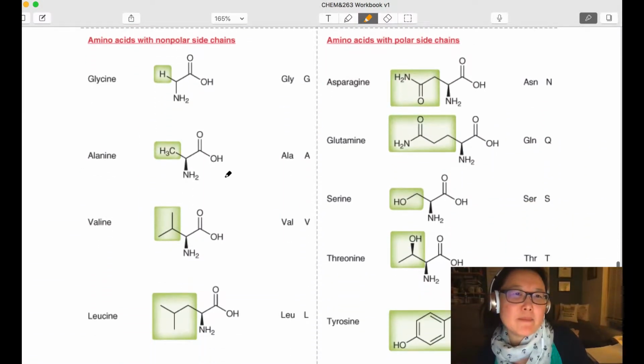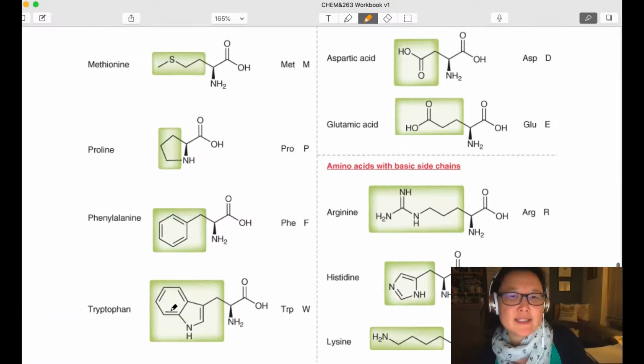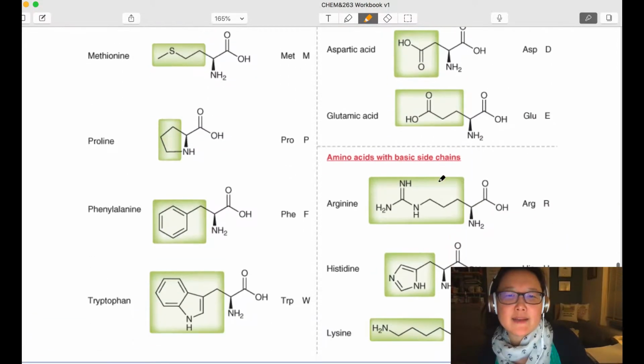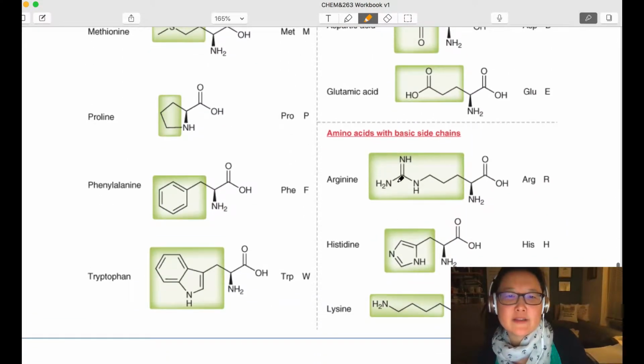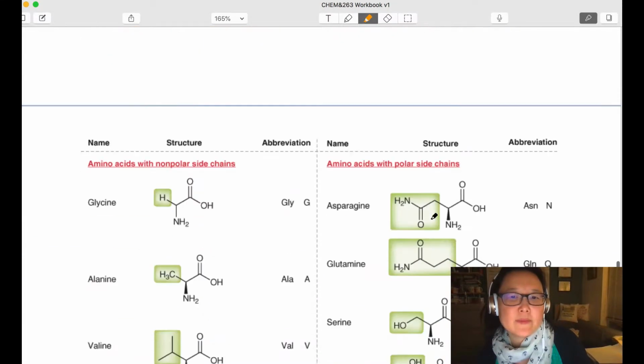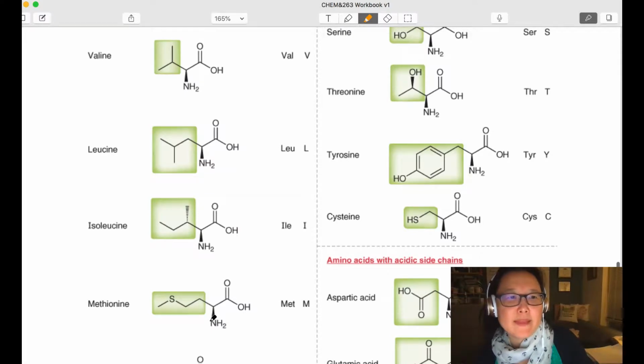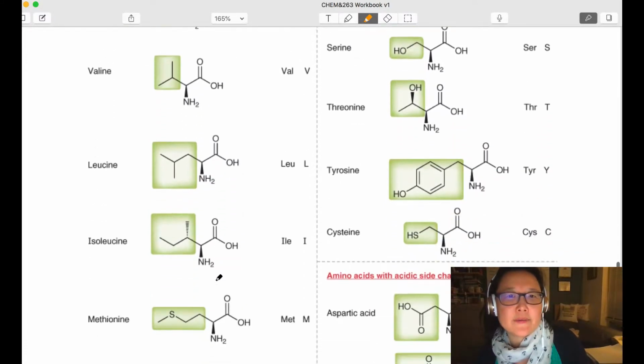Notice that some of the amino acids have nonpolar side chains, such as alkyl chains. Some have polar side chains, and some have acidic and basic side chains. So here's 3 that have basic side chains: lysine, histidine, and arginine. All right, sulfur atom. There's 2 with sulfur. Methionine is one of them, and cysteine is the other one.